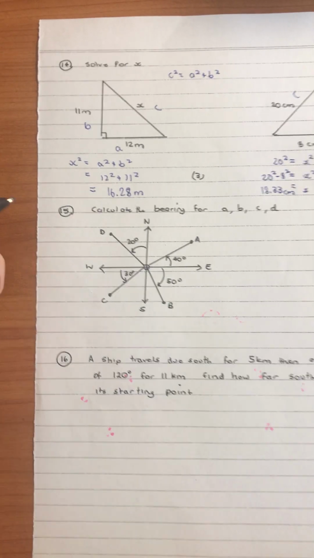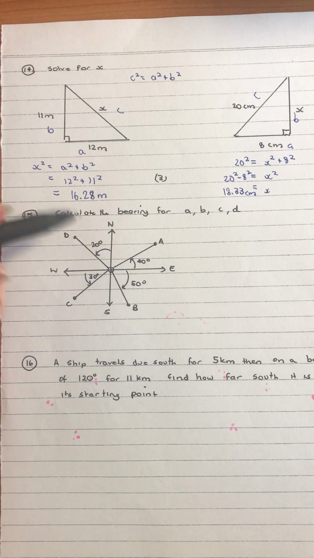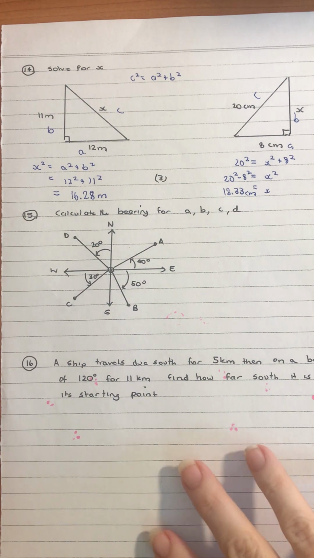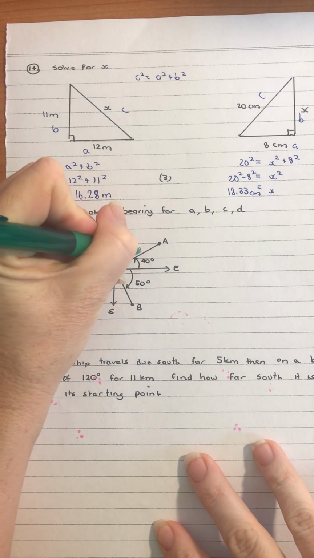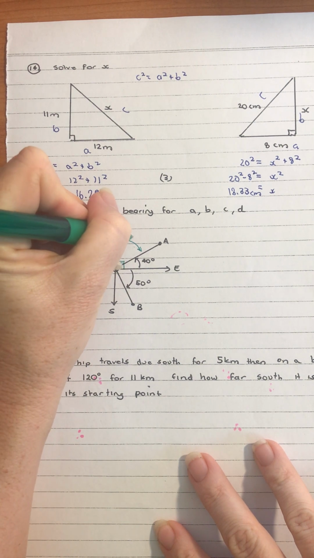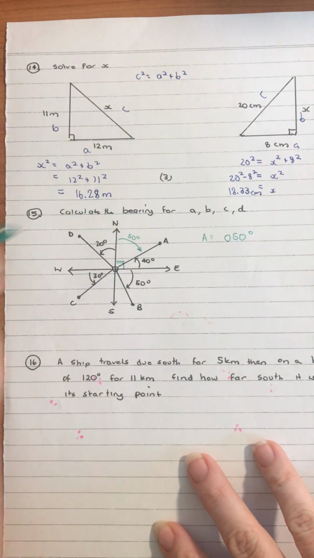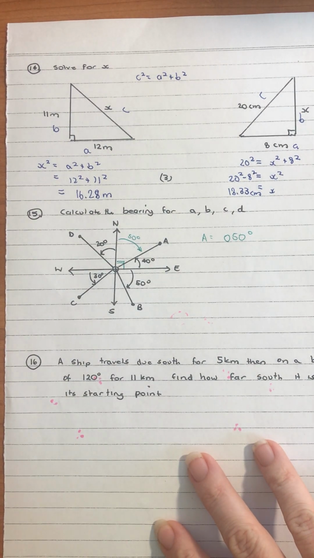Having a look at question 15, which is looking at bearings. Now bearings we always want as a 3-digit number from north around to the line. So for A, we're wanting to know what that angle is there. We know that this part is 90, so this must be 50. So for A, it's going to be 050 degrees because we want it as a 3-digit number.